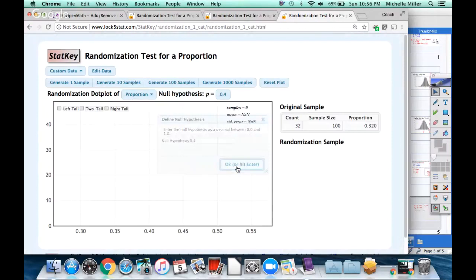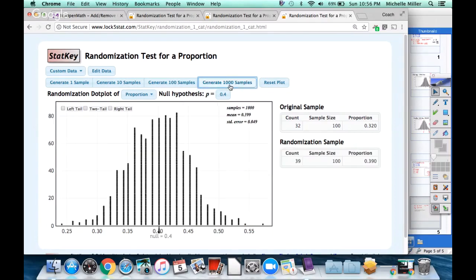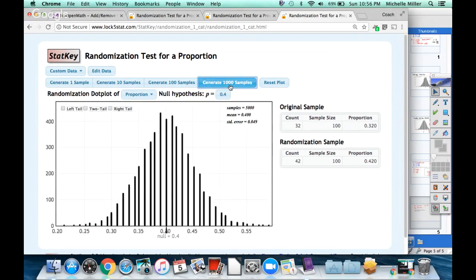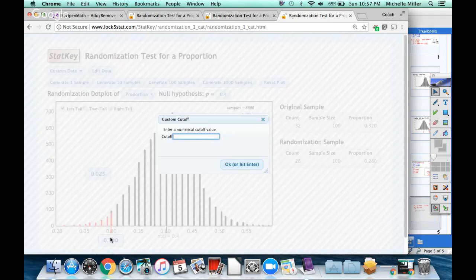So we enter in our sample data by editing data. We enter our null hypothesis right here. And then in this case, we are running a left tail test. We'll check that in a minute. And we just need to generate a whole bunch of samples, do at least 6,000. You can always do more. And then left tail. Now it's going to default to 25% in the tail, and we are going to adjust that by plugging in our sample data, which was 32%.